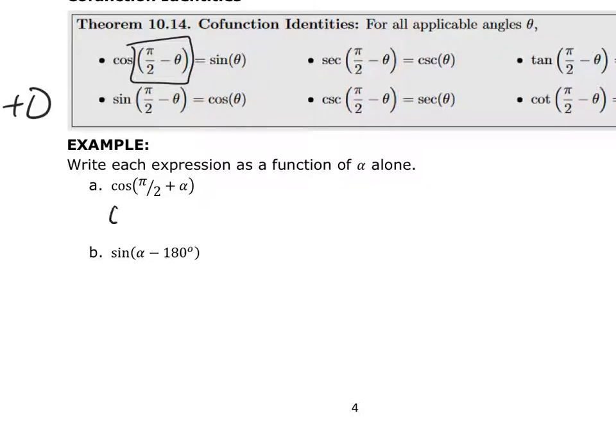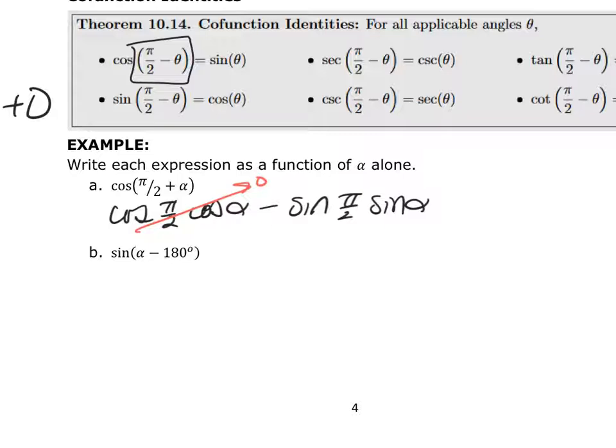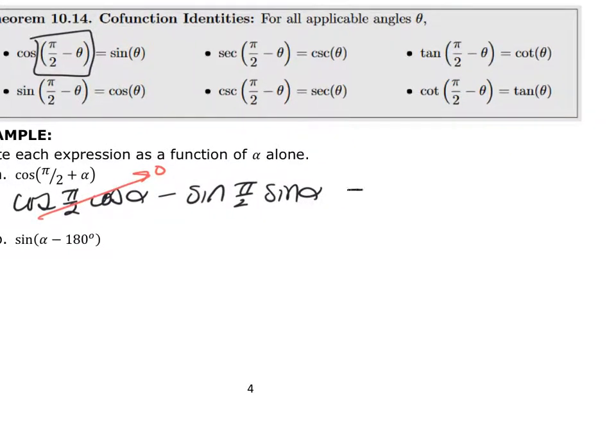Out, you're going to get the cosine of pi over 2 cosine alpha minus the sine of pi over 2 sine alpha, right? So you're just expanding it out. What is the cosine of pi over 2? 0. So this entire thing goes to 0. And then we have minus, the sine of pi over 2 is what? 1. So this is minus 1 times the sine of alpha. So in other words, it is minus the sine of alpha.